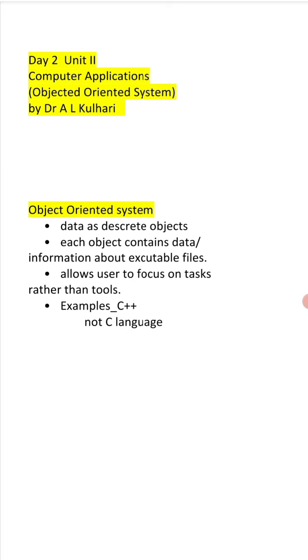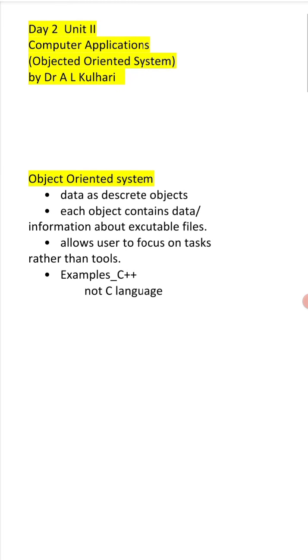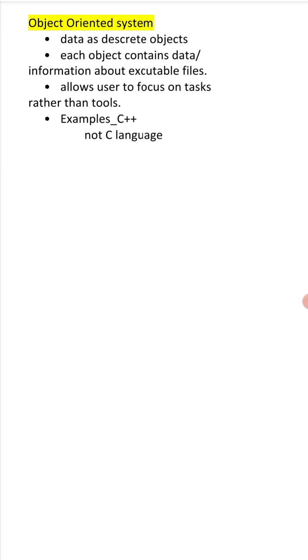So, in an object-oriented system, all data is represented as discrete objects with which the user and other objects may interact. Each object contains data as well as information about the executable file needed to interpret that data. An object-oriented system allows the user to focus completely on tasks rather than tools.